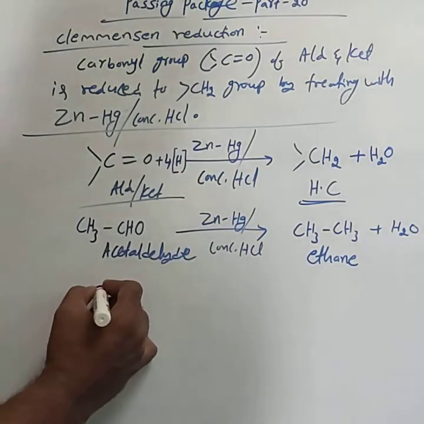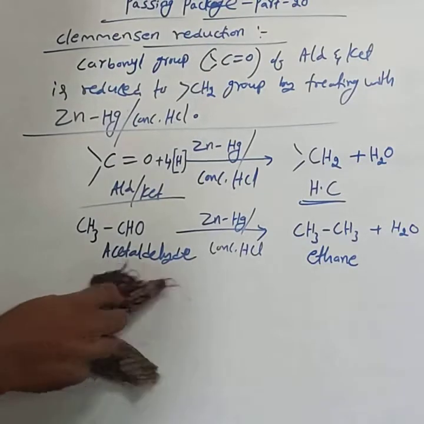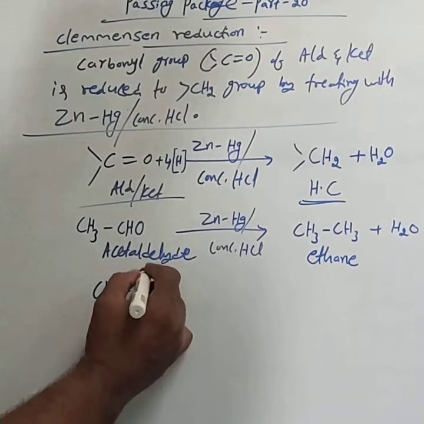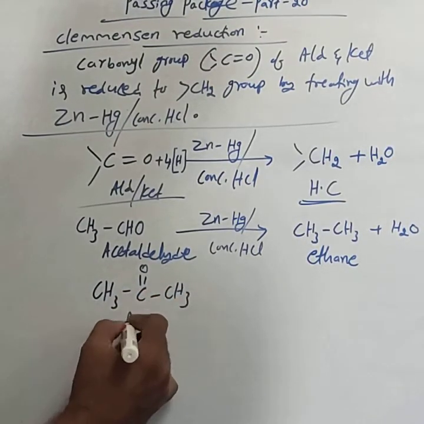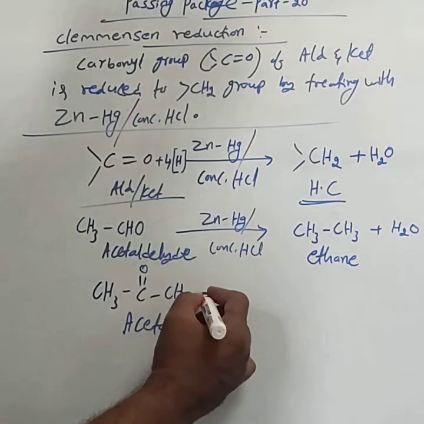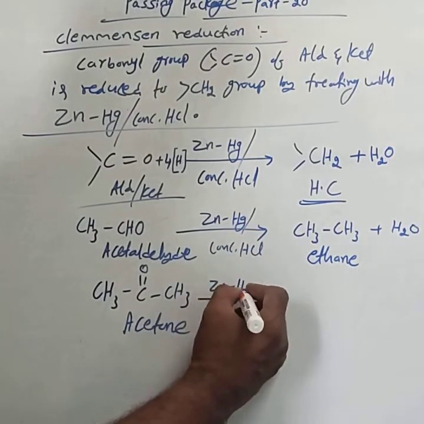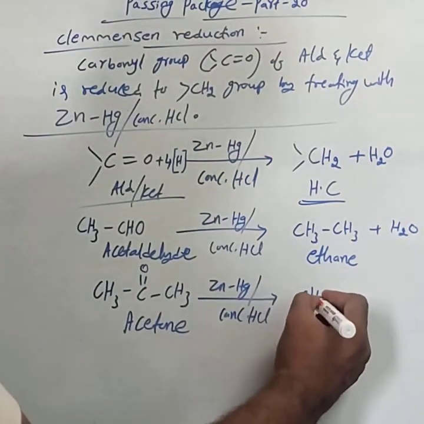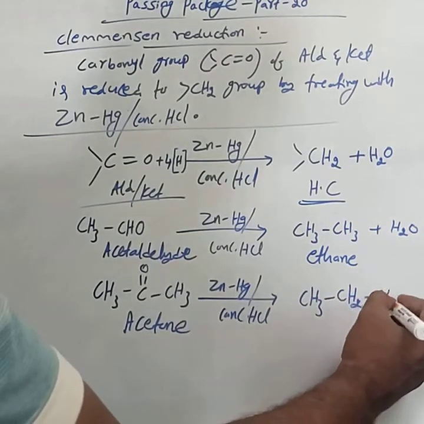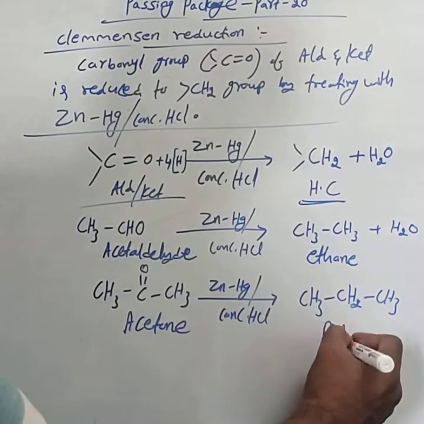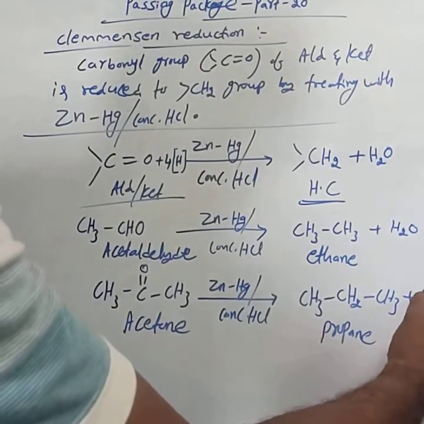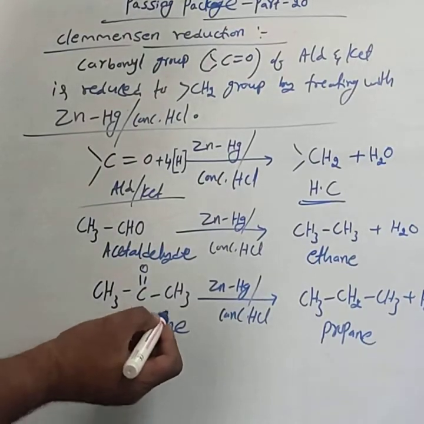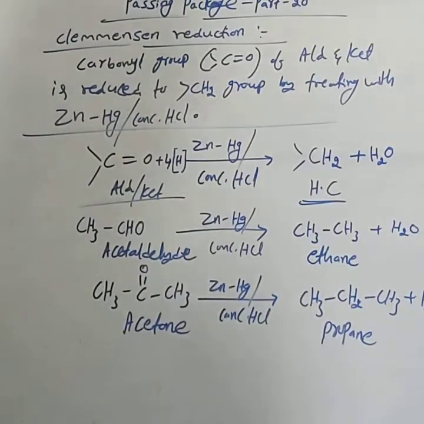Similarly, one more example is acetone. Acetone formula is CH3COCH3. Acetone is treated with zinc amalgam in concentrated HCl. The CO group is converted into CH2. Then the product formed is propane. Acetone, IUPAC name 2-propanone, on reduction gives propane as the product.